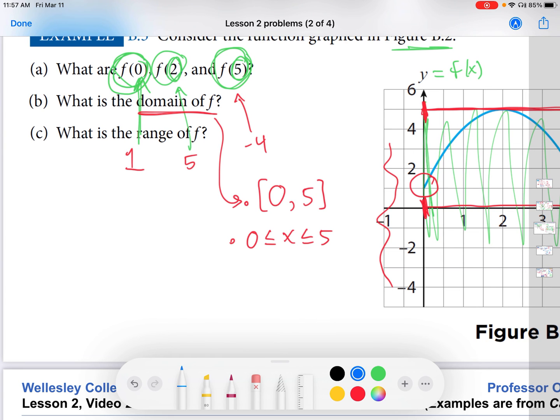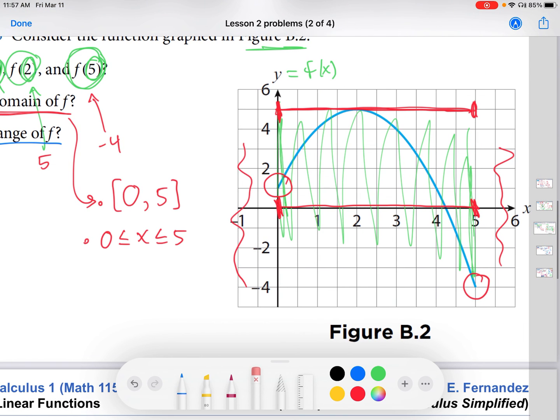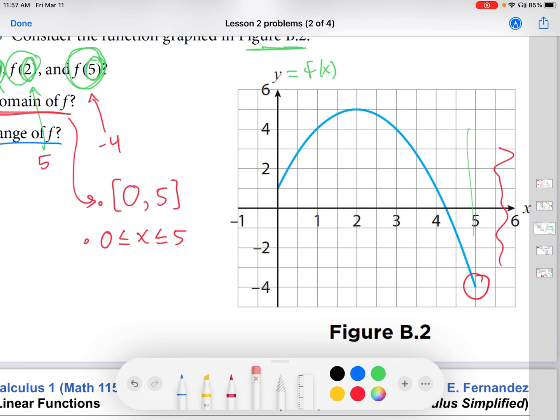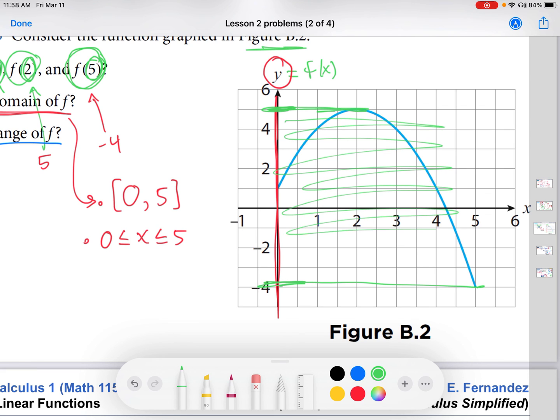Great, and then last question, what about the range? So now we're going to do a very similar analysis. However, instead of thinking left and right, we think up and down. Remember, the range is the set of outputs. That is here on the vertical axis, okay? So let's look at the extent of the graph in terms of the vertical axis. Well, there's stuff all the way up here, and then there's stuff all the way down here. So the graph is in here, right? There is nothing over here, and there's nothing over here.